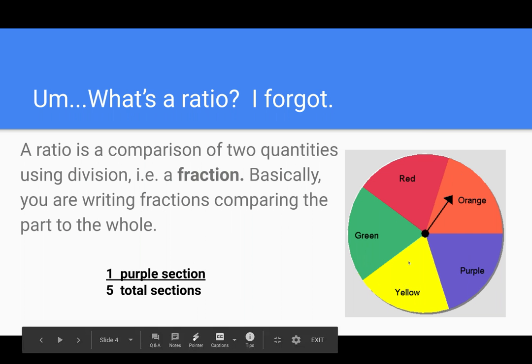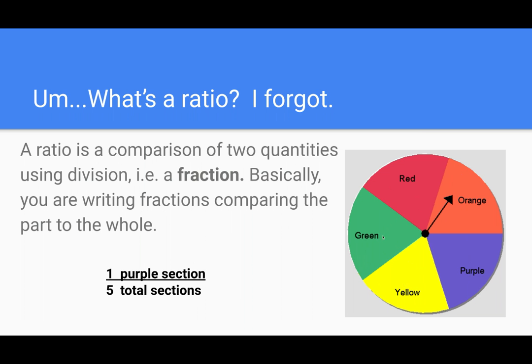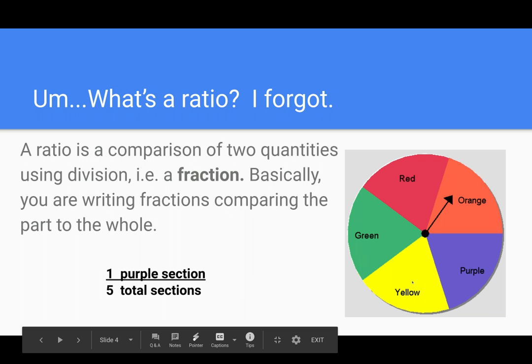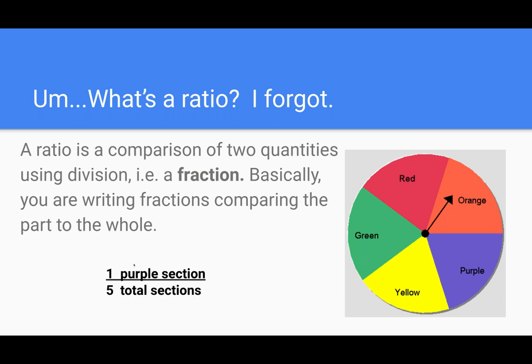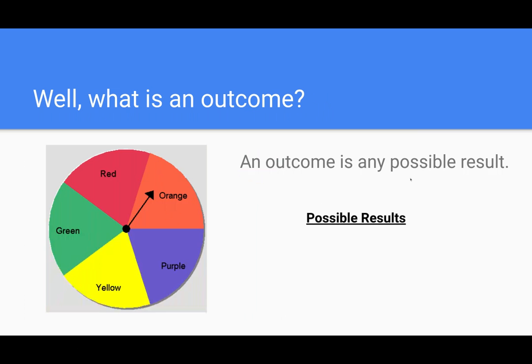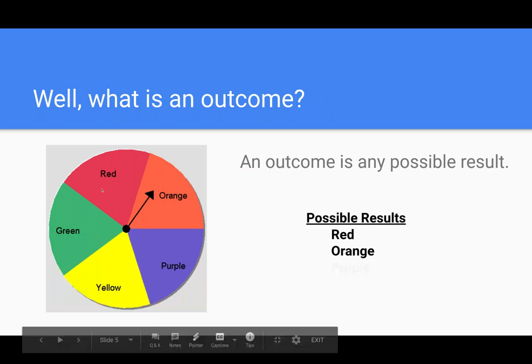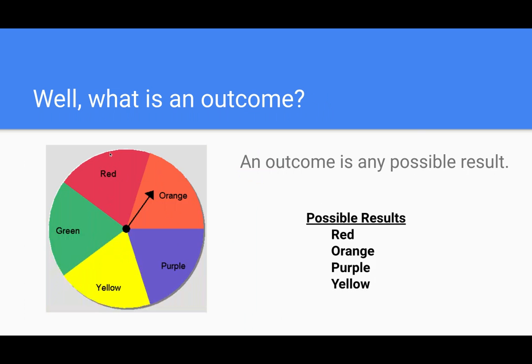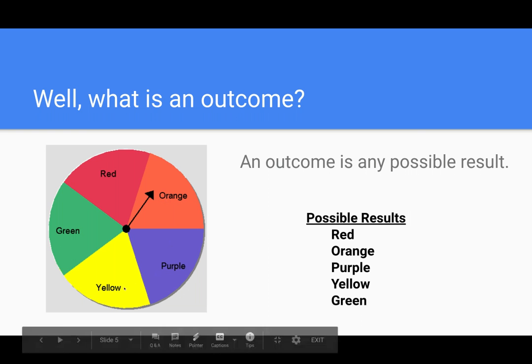For instance, this apparatus here is called a spinner. And notice the spinner has 1, 2, 3, 4, 5 equal sections. And this arrow, you're supposed to spin it and see where it lands. Well, on the spinner, notice here I have one purple section out of 5 total sections. So my probability of landing on purple would be 1/5. Well, what's an outcome? An outcome is any possible result. For instance, on this spinner, our possible results are to land on red or orange or purple or yellow or green.